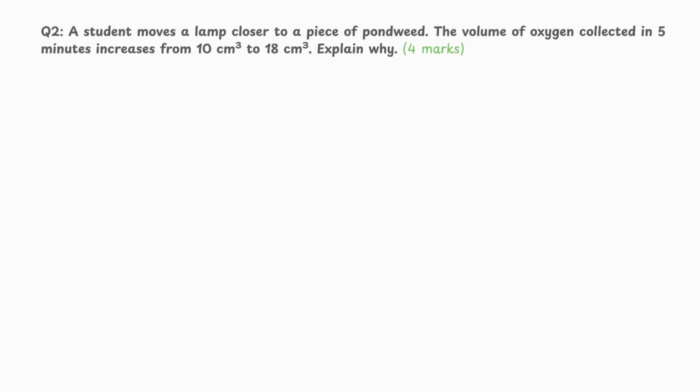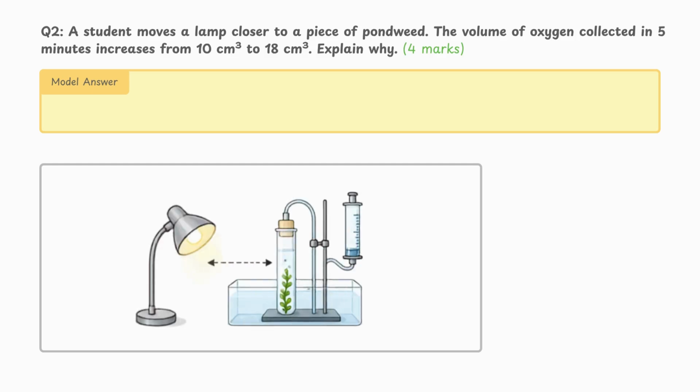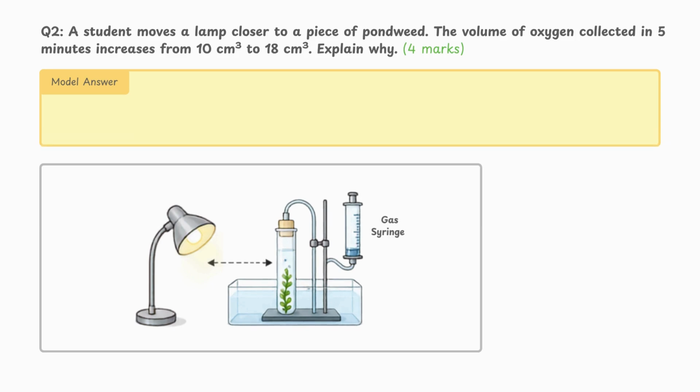Question 2. A student moves a lamp closer to a piece of pondweed. The volume of oxygen collected in 5 minutes increases from 10 centimeters cubed to 18 centimeters cubed. Explain why. In the illustration, the lamp is positioned close to the pondweed. This means the plant receives more light. The pondweed is in the water, and the gas syringe is collecting the oxygen produced during photosynthesis.